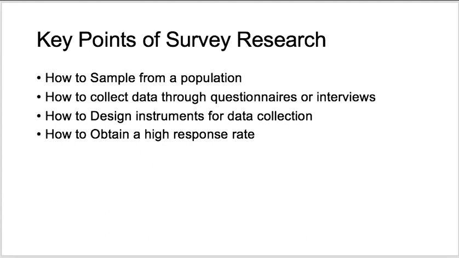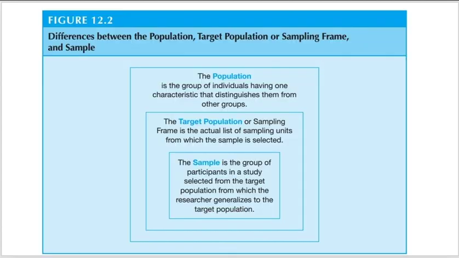When we think about the key points that he goes over, one, how to sample from a population, two, how to collect data, how to design instruments, and then how to obtain a high response rate. And these are all really important points. The first one, sampling from a population. We've talked about random sampling and purposeful sampling and snowball sampling. We talked about all those different sampling procedures so far. I think we had like 10 of them, and then there are more.